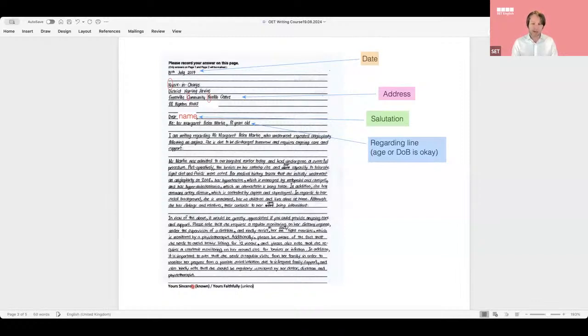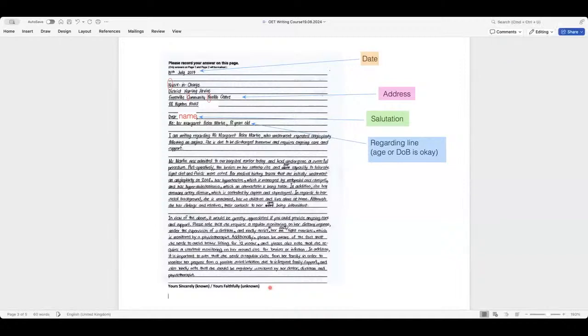Okay. Now, guys, does this really matter a lot in your letter? Are you going to fail your exam because you make a mistake here? Does it really matter? The answer is no. So don't worry about this too much. It doesn't really matter.